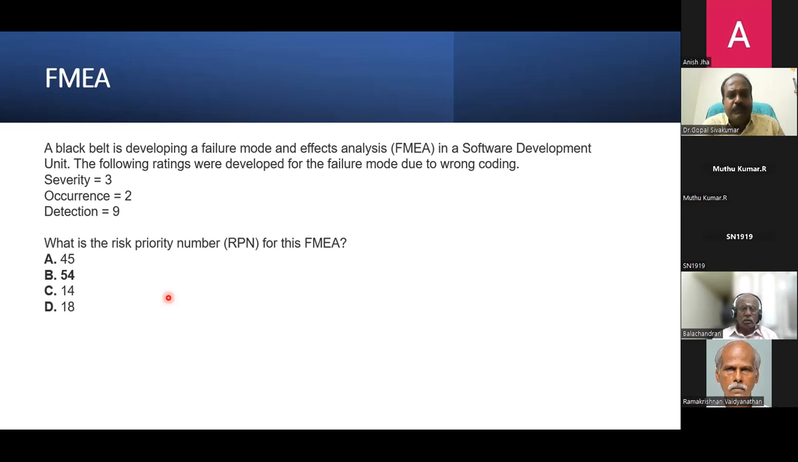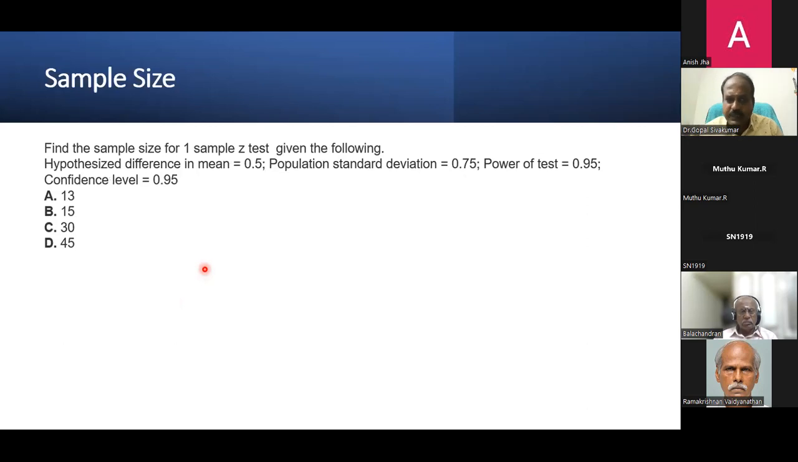A black belt is developing a failure mode and effect analysis in a software development unit. The following ratings were given for the failure mode due to wrong coding. Severity of the failure is 3. Occurrence rate of the failure is 2. Detection rate is 9. What is the RPN in this case? 54. How do you get it? 9 into 2 into 3. RPN is equal to severity into occurrence into detection rating, right?